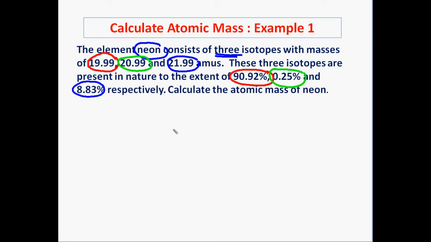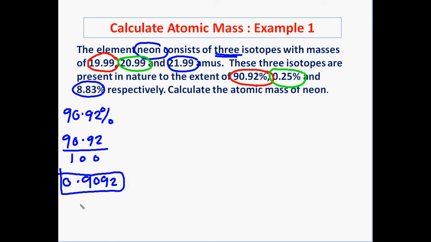If you want to find the percentage and the abundance, they are a little different. Percentage is actually out of 100 and when we find the fractional abundance, that's the decimal fraction which we get. So let's say 90.92%. 90.92% means 90.92 out of 100, which will be equal to 0.9092. So that 0.9092 is considered the fractional abundance.